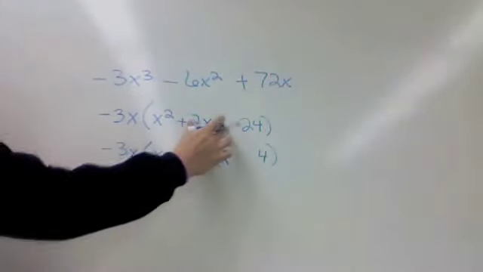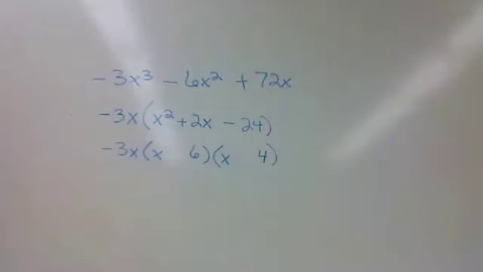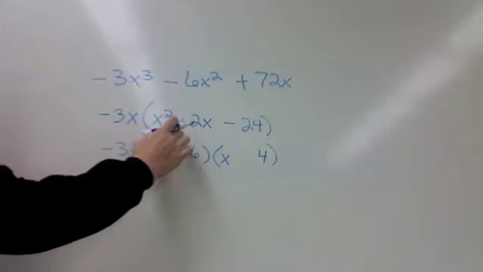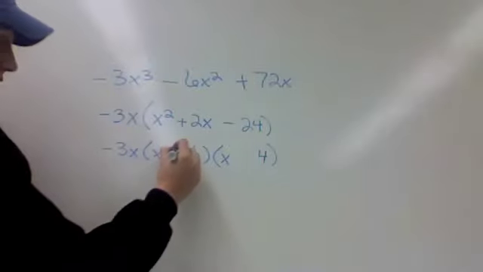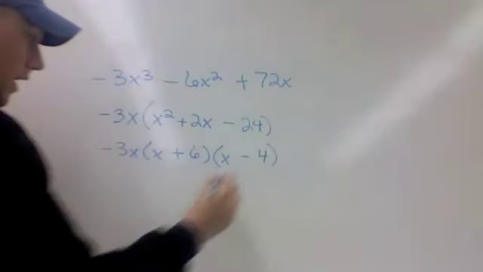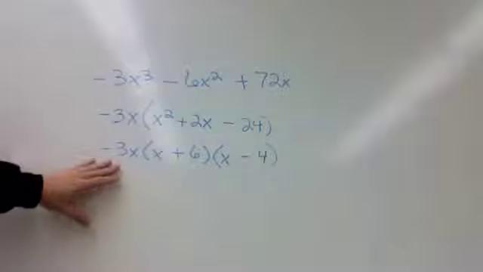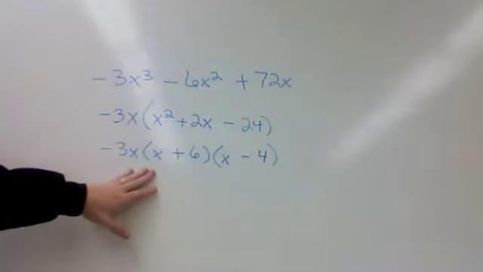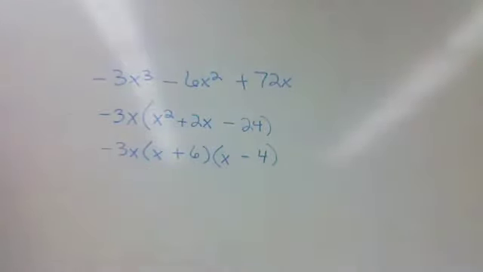And we know that by looking at our signs, we're going to have a positive and a negative in there. So again, we're going to take the sign of our large number here, because this is going to be positive. We'll put a positive here and a minus here. So our final answer is going to be negative 3x times x plus 6 times x minus 4.